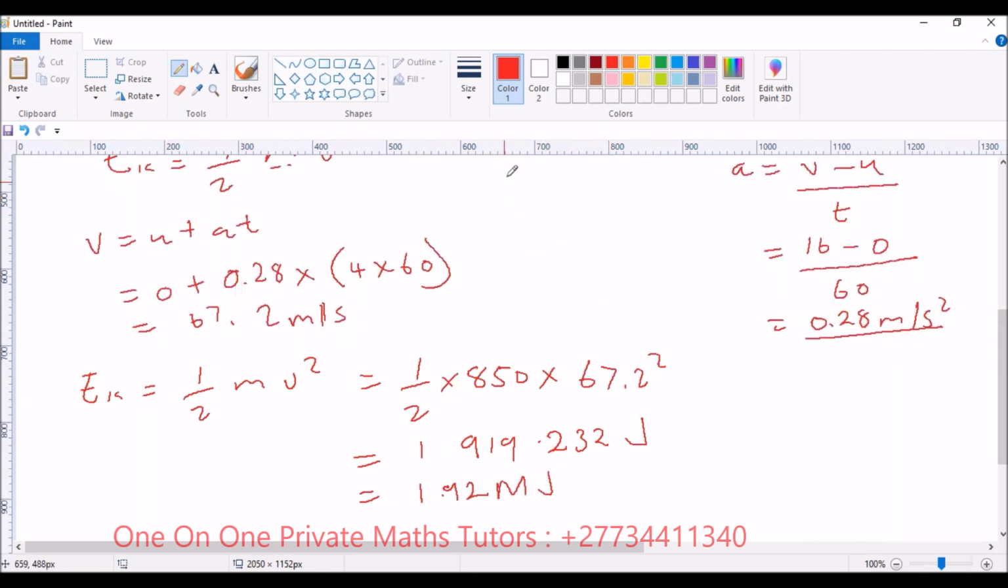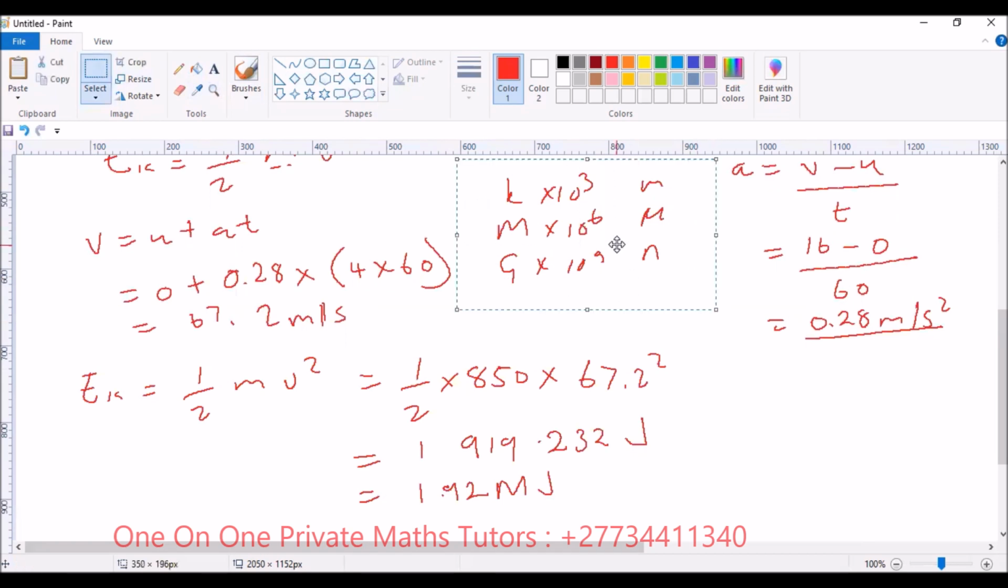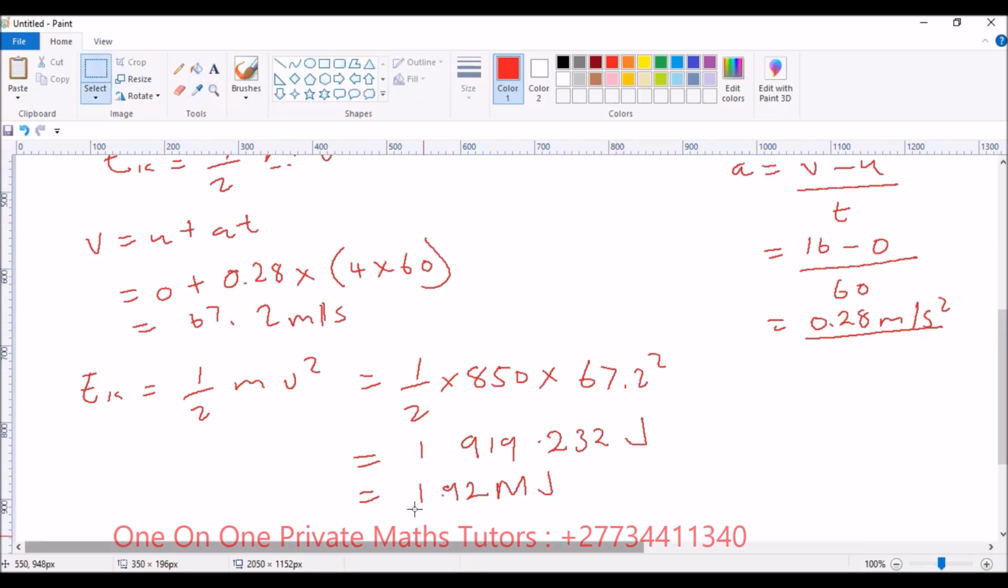So we must know kilo, mega, giga, these multipliers. Okay, this meaning times 10 to the 3, times 10 to the 6, times 10 to the 9, and also milli, micro, nano, all these multipliers by 10. All right, you must know that. Okay, so that is the energy that we have, 1.92 megajoules.